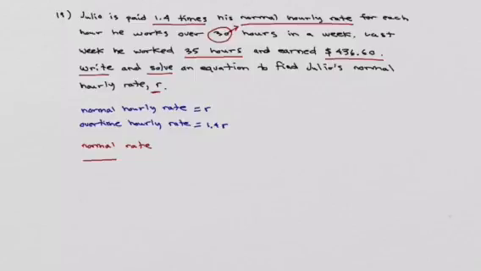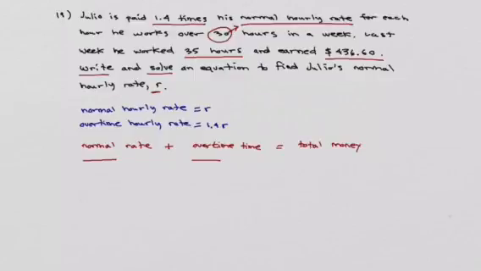Then he works a certain amount of time at his overtime rate. And again, he works for a certain amount of time. Now, if you take the amount of money that he makes at his normal rate and add it to the amount of money he makes at his overtime rate, if we add these two, you get his total amount of money.